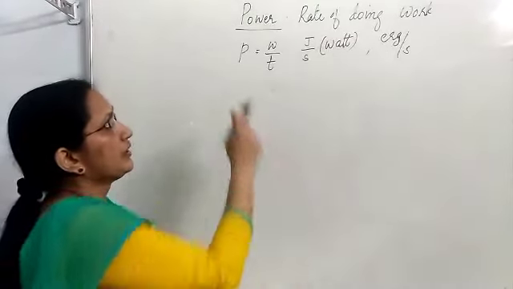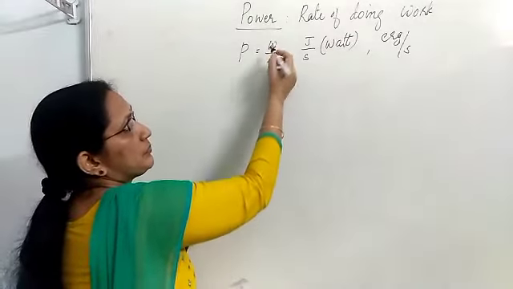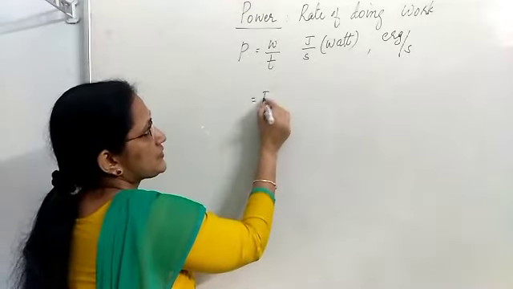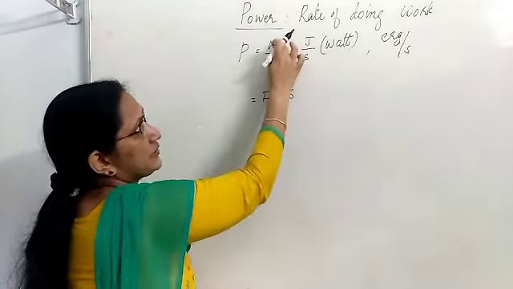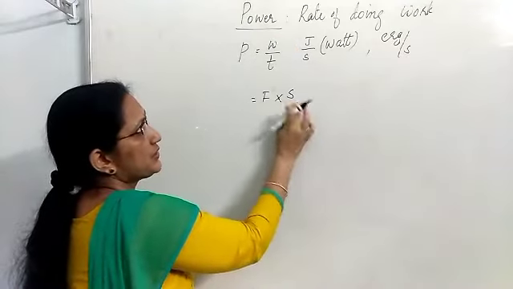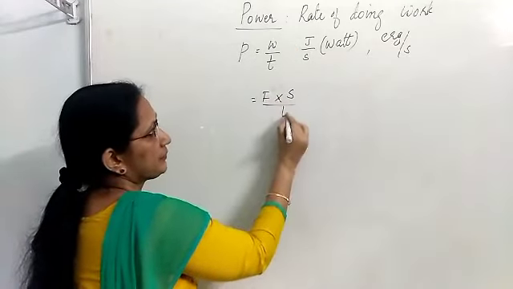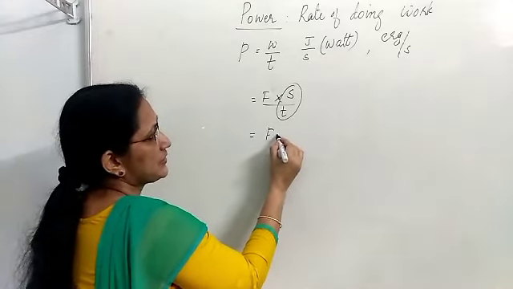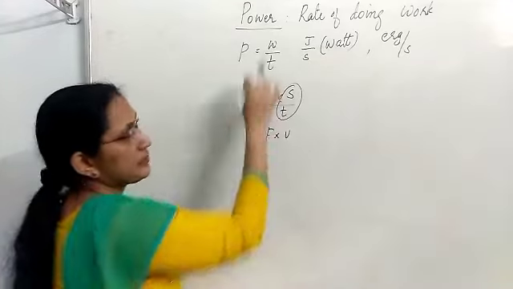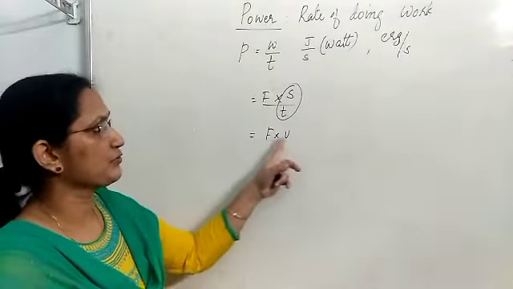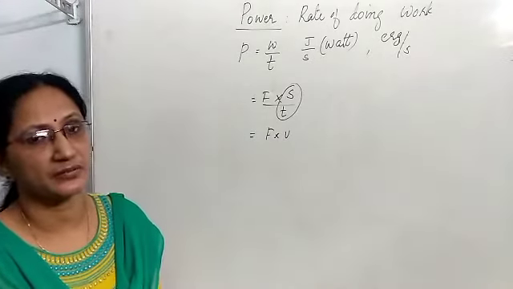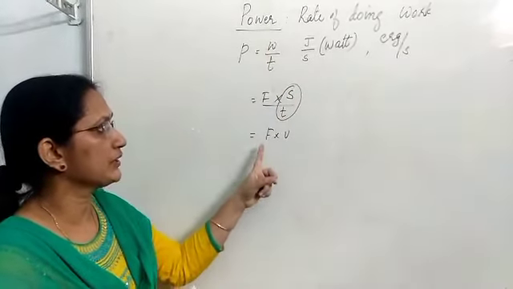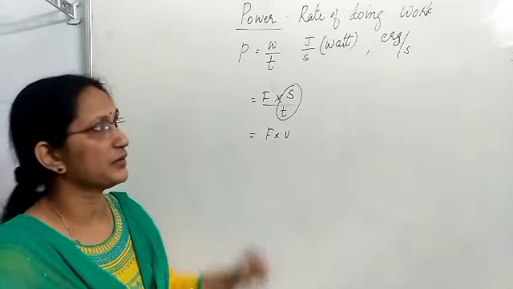Power is work upon time, and you know work is force into displacement. Work can be written as force into displacement, upon T. This displacement upon T is known as velocity. So power can also be written as the product of force and velocity. There are two equations to calculate power. One is work upon time, the other one is force into velocity.